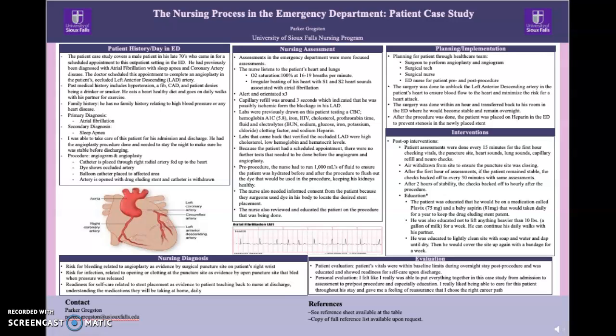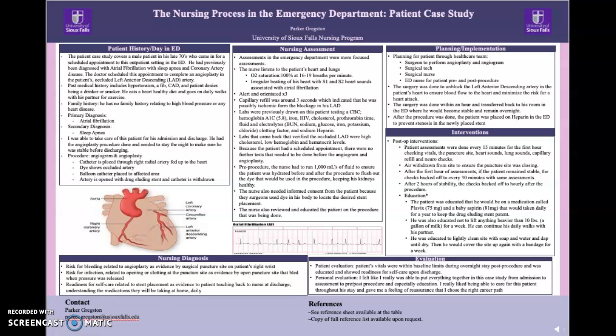Some nursing diagnoses: risk for bleeding related to angioplasty, as evidenced by surgical puncture site on the patient's right wrist. Risk for infection related to opening or clotting at the puncture site, as evidenced by open puncture site that bled when pressure was released. Readiness for self-care related to stent placement, as evidenced by patient teaching back to the nurse at discharge and understanding the medications and self-care that will need to be taken at home.